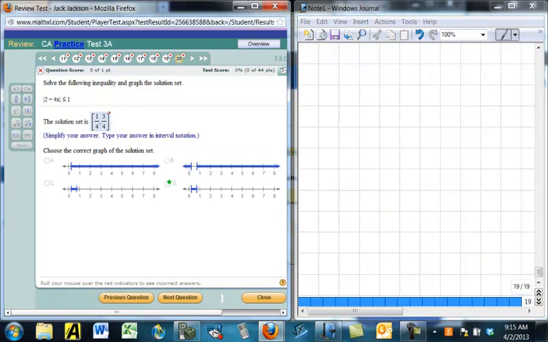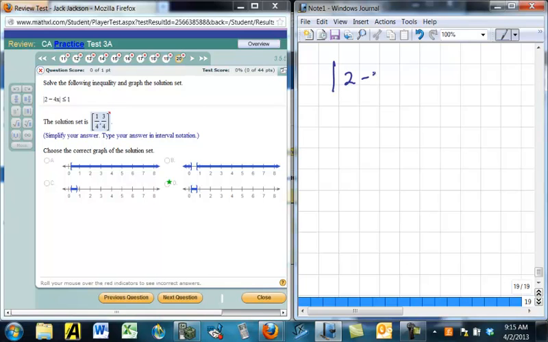Number 20. Absolute value of 2 minus 4x less than or equal to 1. If the absolute value is small, that means the number is close to 0 on a number line. So how close? No further than 1 away. So that number, 2 minus 4x, the thing we're taking the absolute value of, has to be between negative 1 and 1, because remember the absolute value is the distance from 0 on a number line. Now we can solve this by subtracting 2 from all three sides of the inequality.